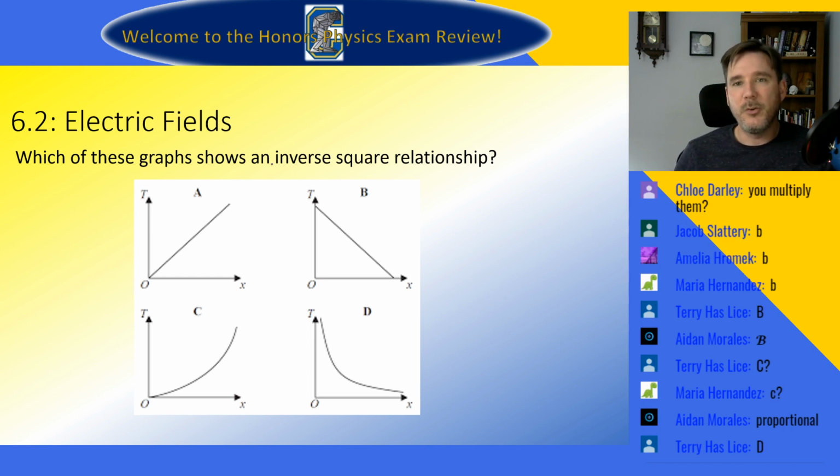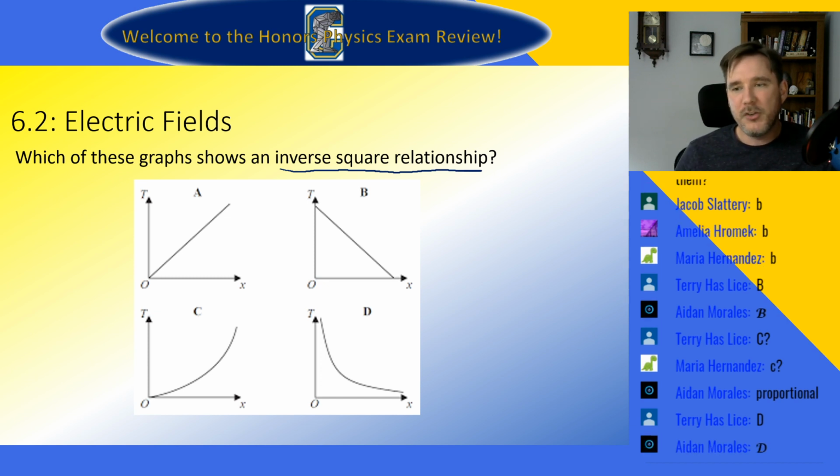So which of these shows an inverse square relationship? In other words, which one would show the relationship between distance and force? And it would be D. That is correct. This one here is inverse square. In other words, 1 over x squared. This is just x squared. So there, we don't have anything to do.